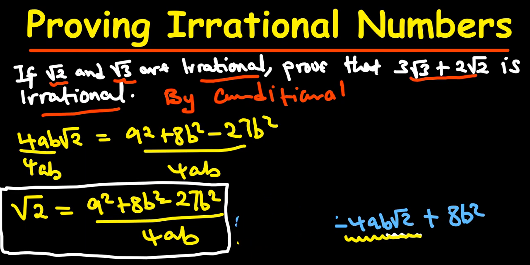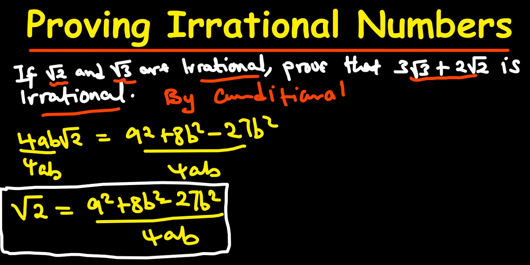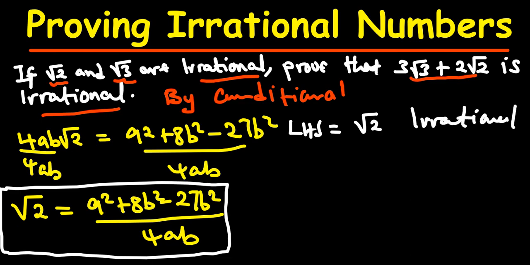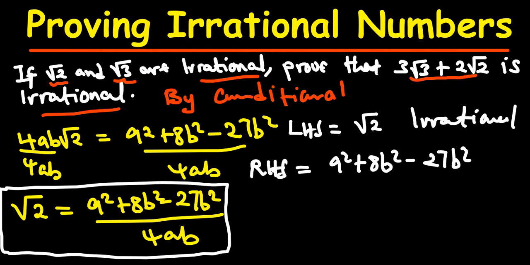Okay, so from that expression that I've put in a white box there, we see the contradiction. So we are going to have the left hand side, which is the root of 2, and we know that the root of 2 is what? Irrational. We've been told in the question. And then what we have on the right hand side is a squared plus 8b squared minus 27b squared, and then we are dividing by 4ab. So this here is what?